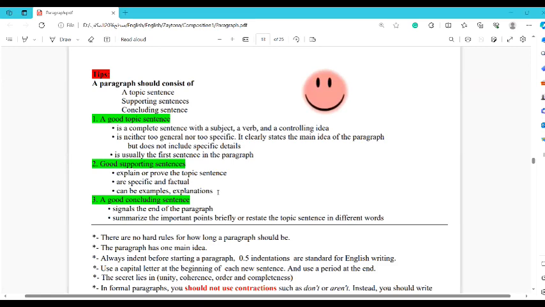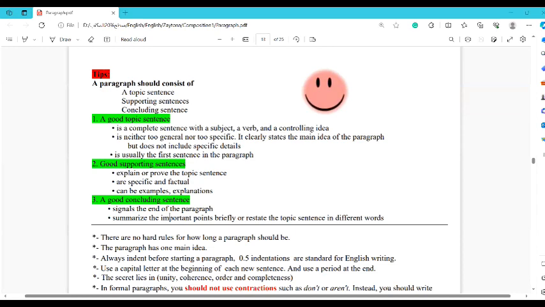Okay, for example, if you are going to write about how to learn English, this is a topic, so you can include in the body examples or explanations. You can add your experience as an example of how you learned English, for example. So these are examples in order to support the topic sentence, in order to have them in your supporting sentences or in the body.